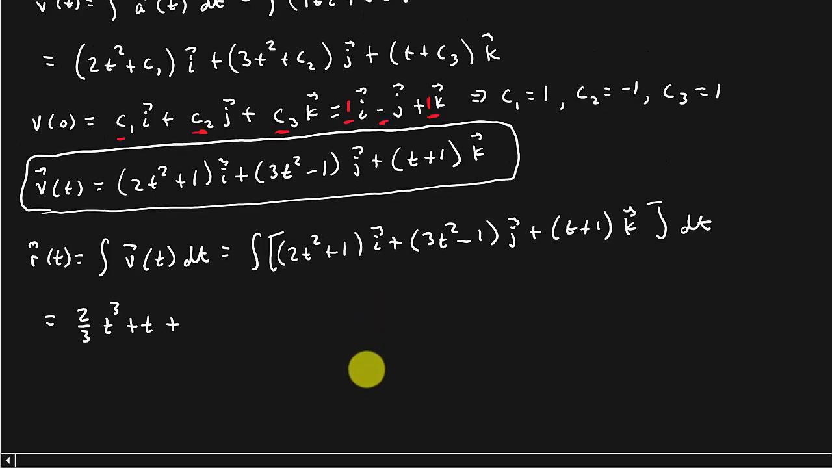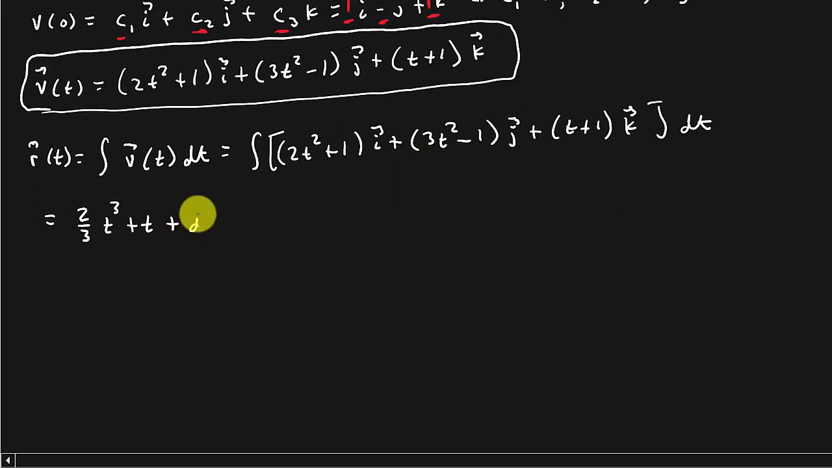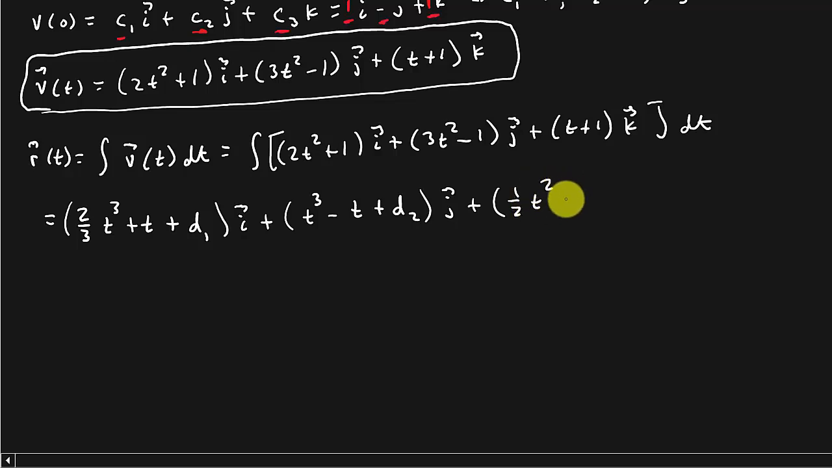Now, notice up here we used C1, C2, C3. So let's just use a different letter. Let's use, say, D. So we'll call that D1. Okay. And that's times vector i, plus, and then that's going to be t cubed minus t plus D2 times vector j, plus, and then that's going to be 1/2 t squared plus t plus D3 times vector k. All right.